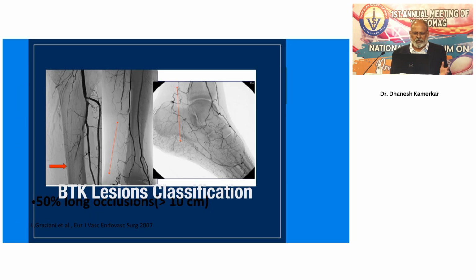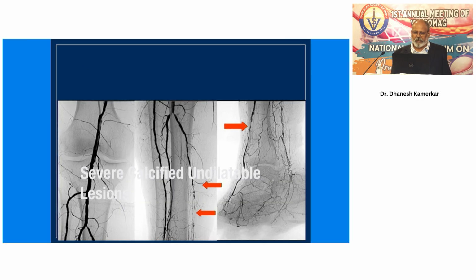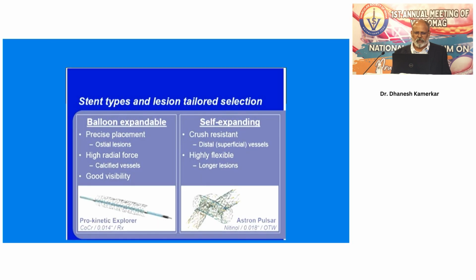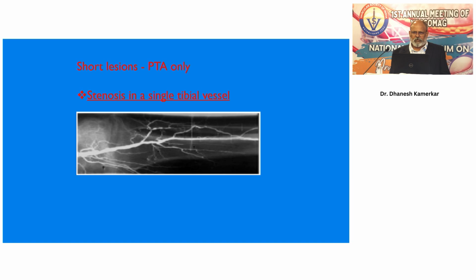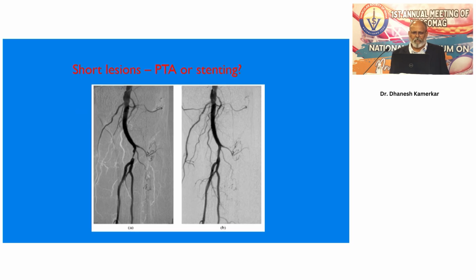So there are multiple varieties of BTK lesions. Many could be 50% long occlusions, more than 10 centimeter. They are severely calcified and undilatable lesions. And there are different stents, which could be balloon expandable or self-expandable. I'm sure all of us have seen this diffuse disease in the tibial arteries. Very rarely would you see a very isolated stenotic lesion in just a single tibial artery, and that's extremely rare to see. Especially if they're short lesions, whether angioplasty or stenting, that's a question.